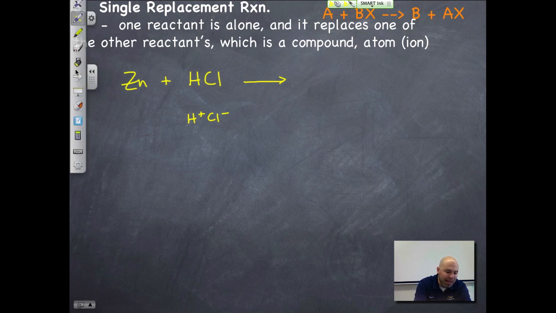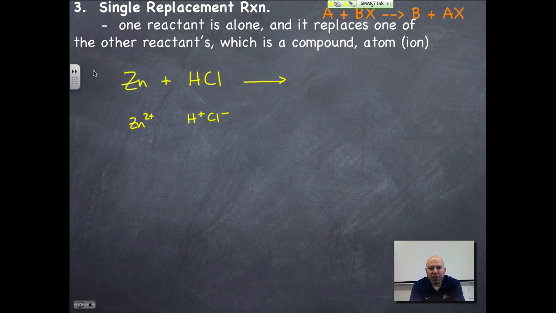Well, you should be able to determine which one zinc is going to replace by looking at what its charge is when it forms an ion. Because zinc is a positively charged ion, a cation, it's going to want to get together with the Cl. So ZnCl2. In this case, we're looking at zinc 2.